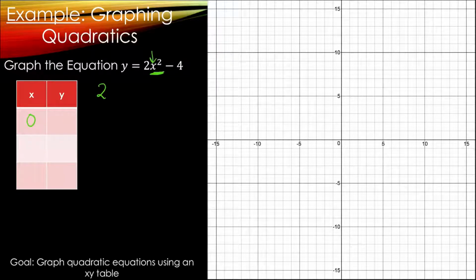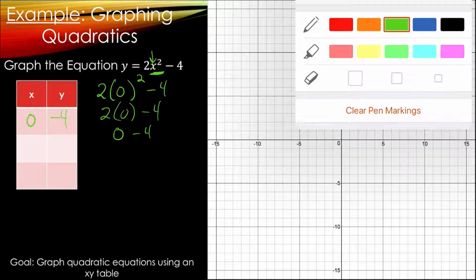So I'm going to say 2. Instead of putting x here, I'm going to input a 0. I square it, minus 4. 0 squared is 0. So I get 2 times 0 minus 4. 2 times 0 is 0. And we get negative 4. So there's my vertex of that.